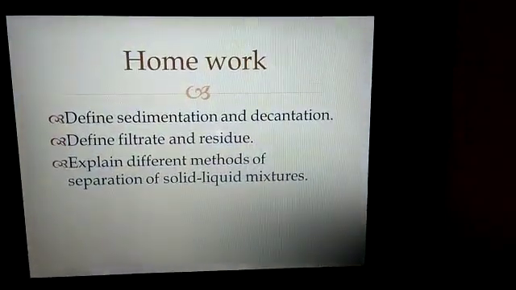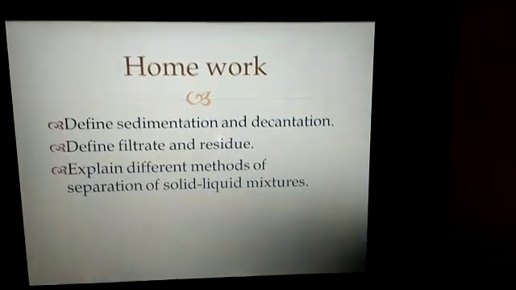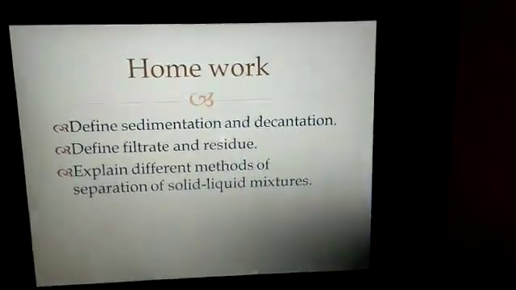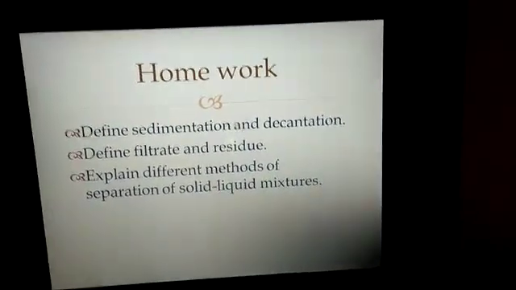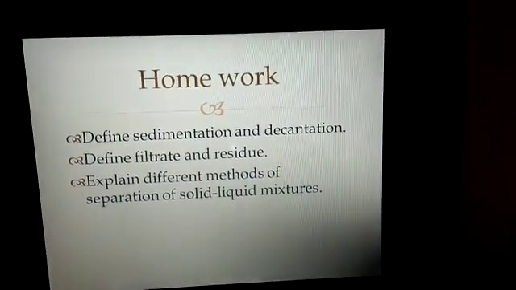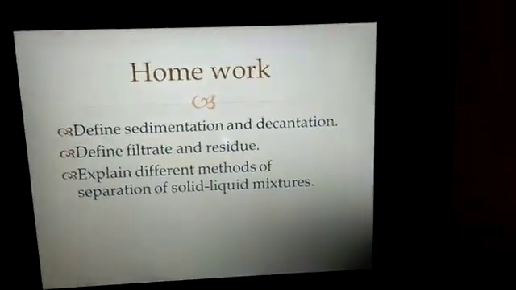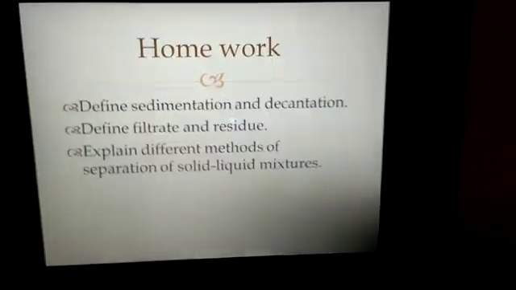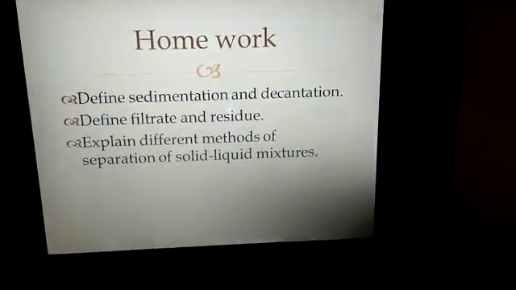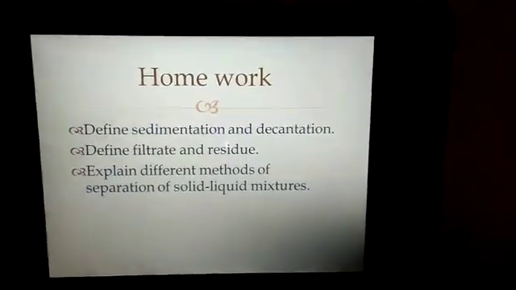Now today's homework: define sedimentation and decantation, define filtrate and residue, and the last question: explain different methods of separation of solid liquid mixtures. Write these answers in your chemistry notebook.